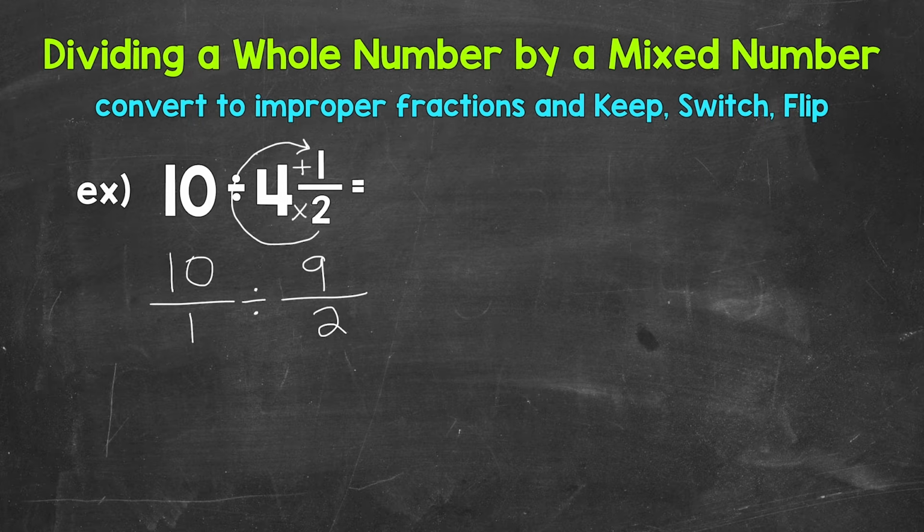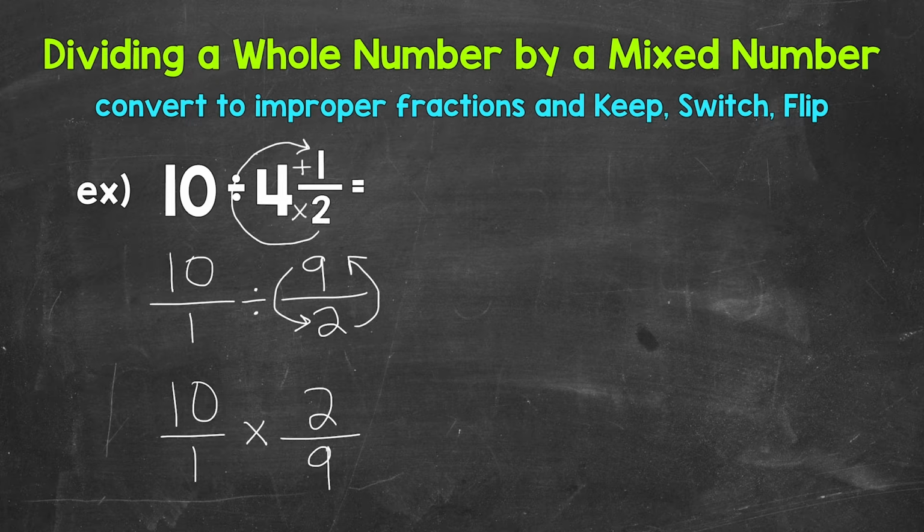So let's work through our steps. We keep 10 over 1, switch to multiplication, and then flip 9 over 2. So 2 is now the numerator, and 9 is now the denominator. Now we can multiply straight across. Let's start with the numerators. 10 times 2 is 20. Now for the denominators. 1 times 9 is 9. So we end up with 20/9, which is our answer, but it's an improper fraction.